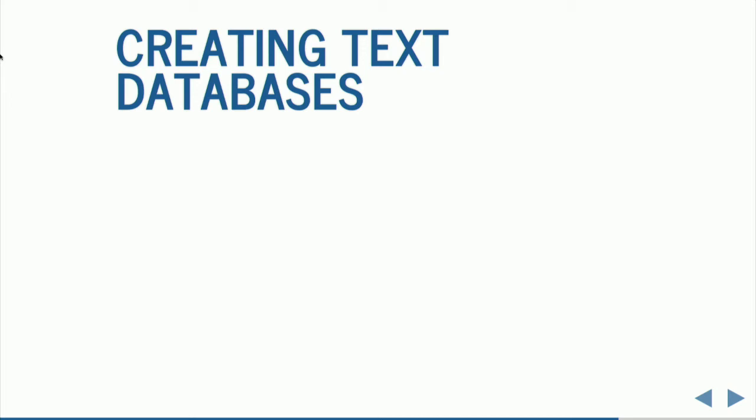Okay, so once we've tokenized and we've decided what's going to be the unit of analysis, we need to create some type of new object, some type of new data structure that we can run a model on.